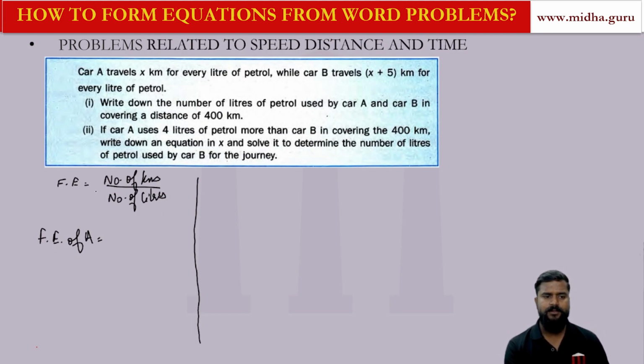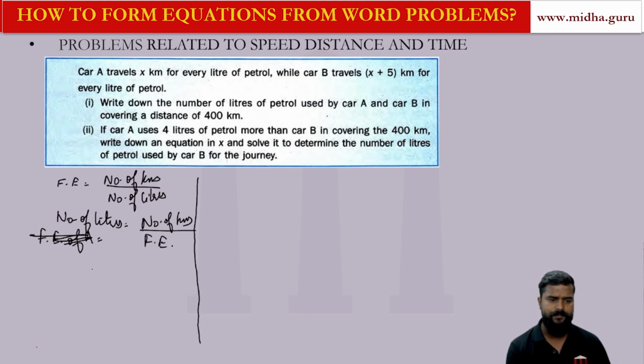So in that sense, if we have to find out the number of liters, not the fuel economy, sorry, the number of liters, it will become the total number of kilometers run divided by that fuel economy, that is the number of kilometers the car runs per liter. For A, that fuel economy is given as x kilometers. So the number of liters will become the number of kilometers, that is 400 by x.